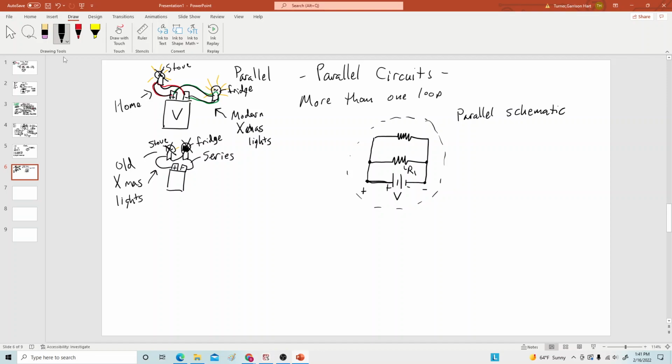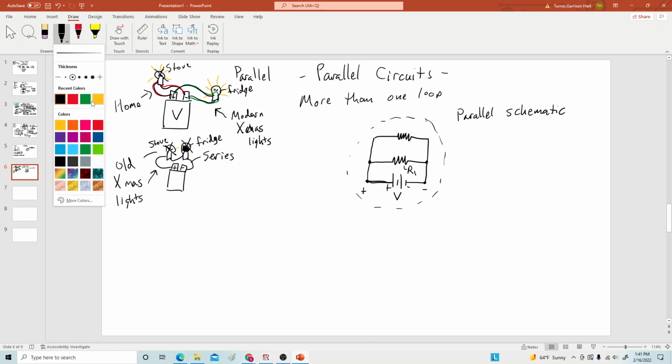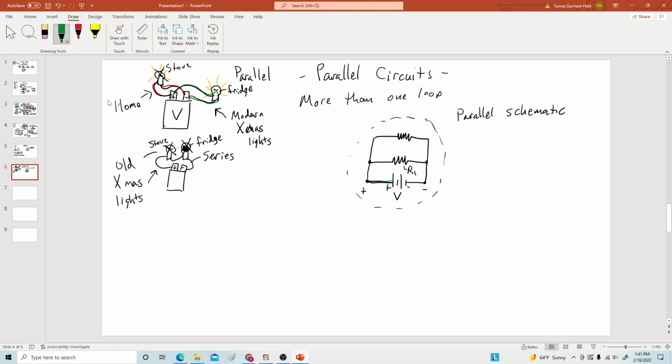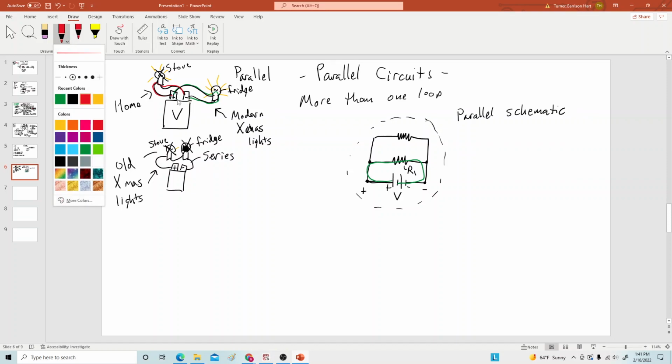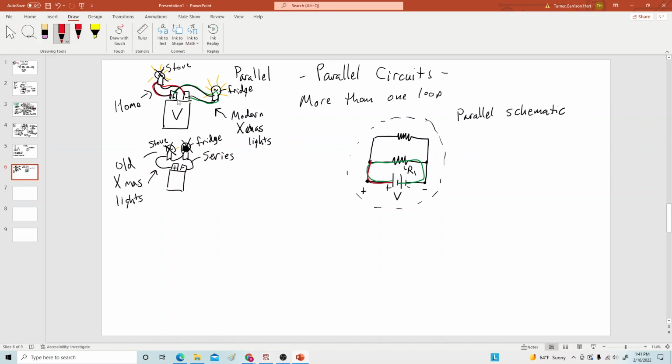Okay, sometimes you might see this turned on its side, but very often you'll see it like this. And notice we have the same two loops, right? We have the first loop that goes through here, and we have the second loop where it goes through here.